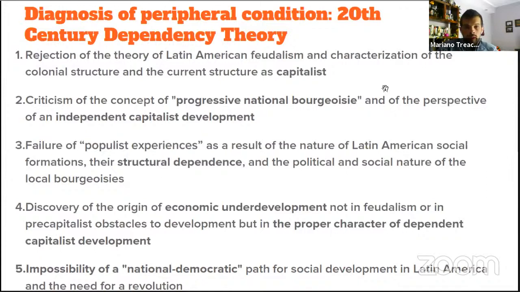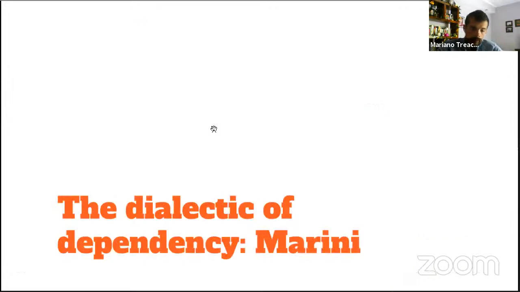Then we have this discovery of the origin of economic underdevelopment, not in feudalism, but in the proper character of dependent capitalist development. And to end with, we have this impossibility of a national democratic path for social development. These will be the main topics of the classical dependency theory.